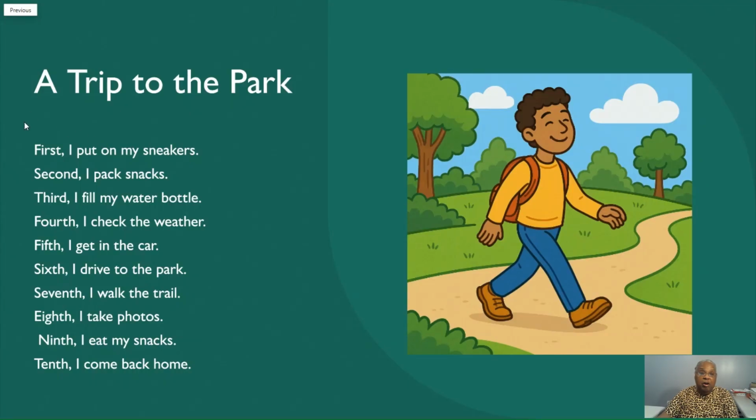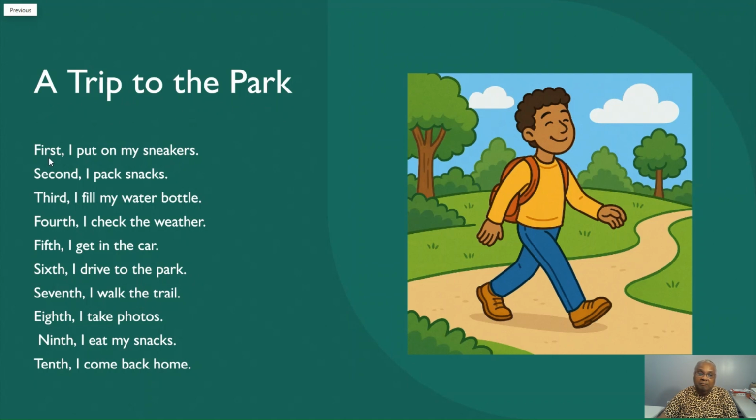Here's a full paragraph about getting ready for a trip to the park. Each sentence starts with an ordinal number word and tells what happens next. Follow along as I read the paragraph about a trip to the park.